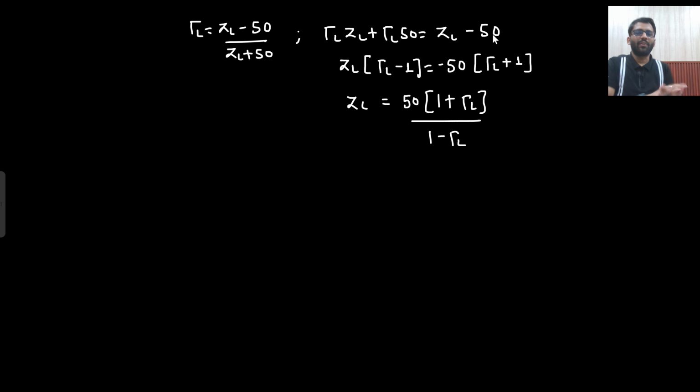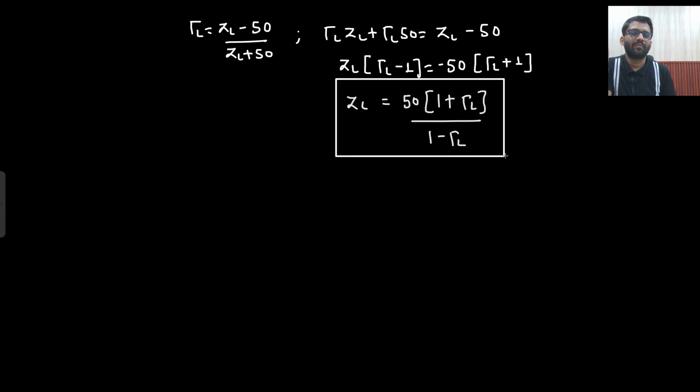So simple mathematics you need to do. I will just check the calculation if I have done it correctly or not. So ZL becomes common, gamma L minus 1, and then this goes here. So this would also be negative, gamma L plus 1, the negative sign, minus 50 is there, so that 1 minus gamma L. Yeah. So this is what your ZL is becoming now.